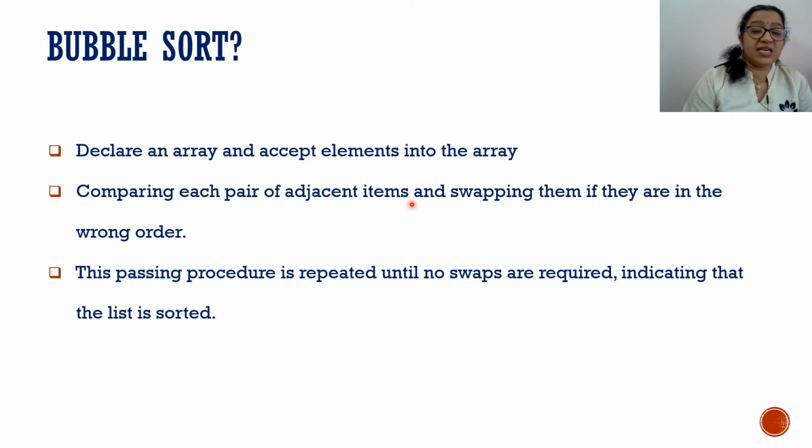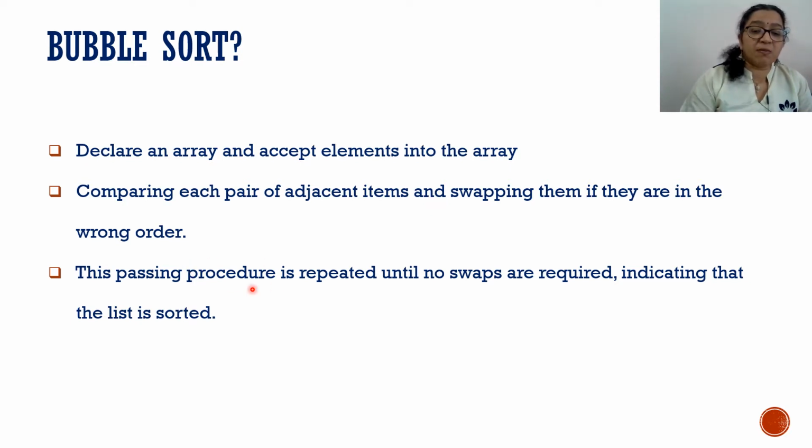Compare each pair of adjacent items. We want to compare the adjacent cells and swap them if they are in the wrong order. Swap means we want to exchange the elements if they are in the wrong order. Understood? We want to compare two adjacent cells. For example, if 10 elements are there, first we want to compare the 0th one and the first one. If it is not in order, swap at that time itself, exchange the value, exchange the position of those values. So that is bubble sort's main logic.